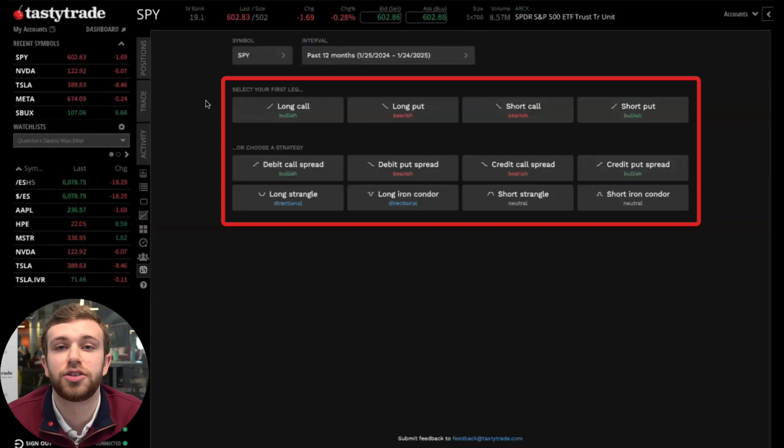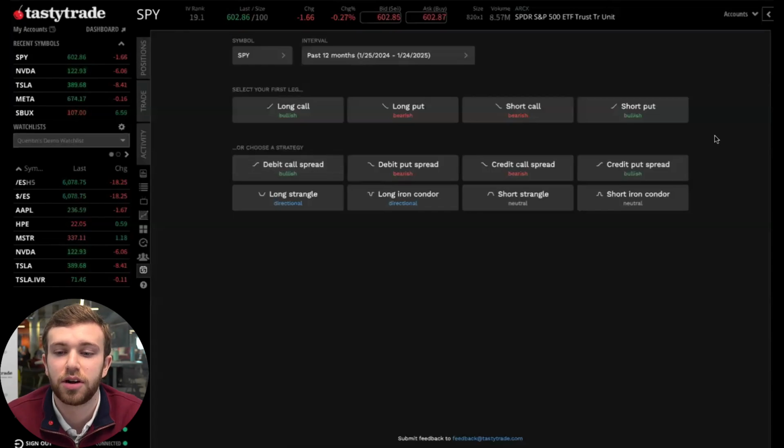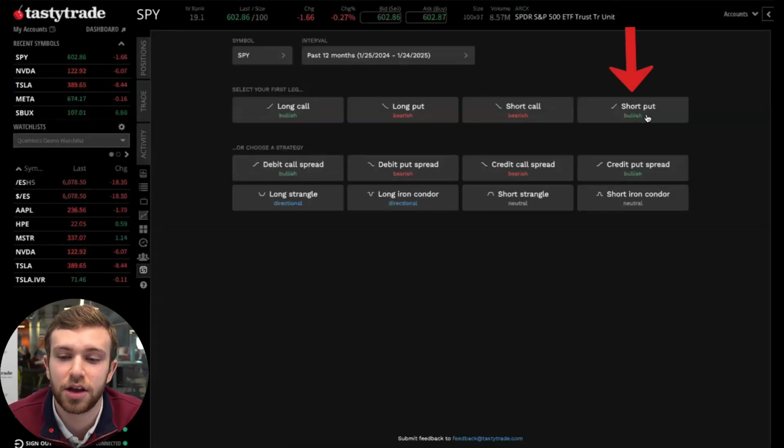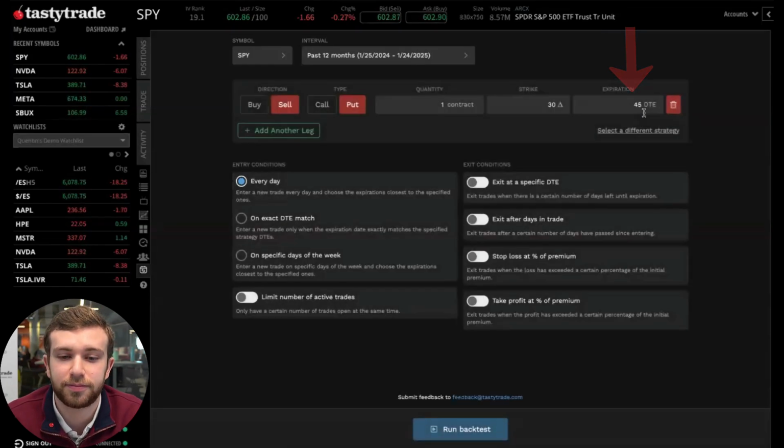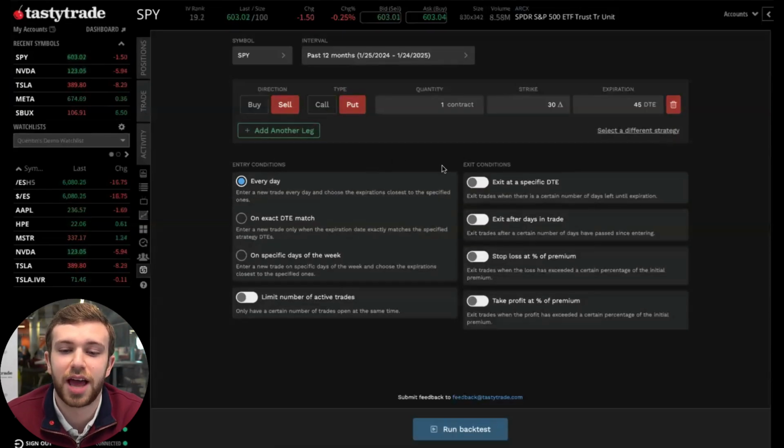You can select just one leg and then add to it, as well as choose a given strategy. So here, for example, just for simplicity's sake, we can do a short put. And then this will bring you to the interface to where you can customize any strategy. So you can add another leg, you can delete a leg, and then there's entry and exit conditions that we'll go over in just a moment.